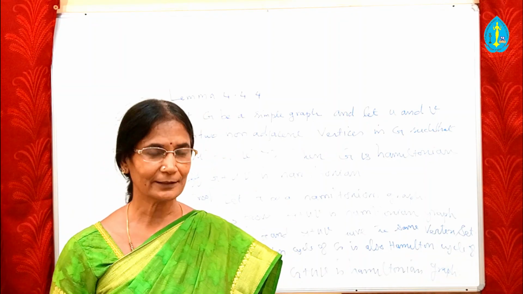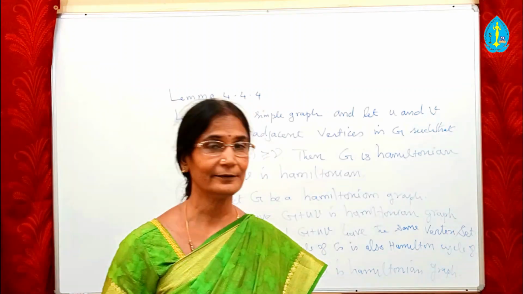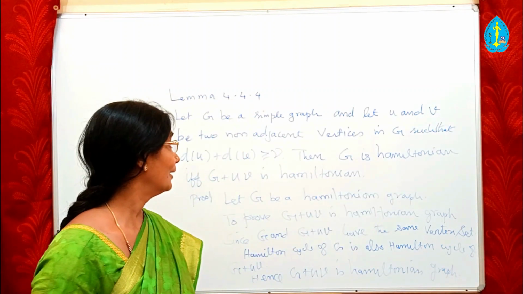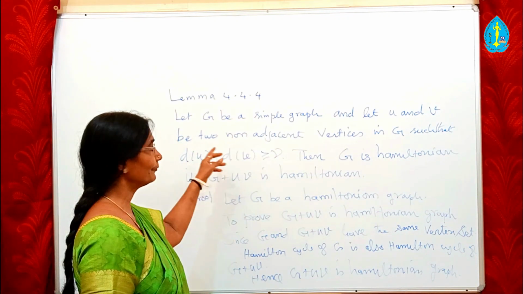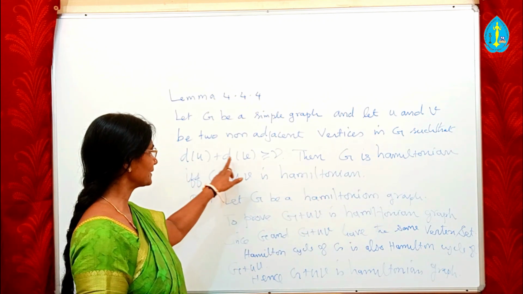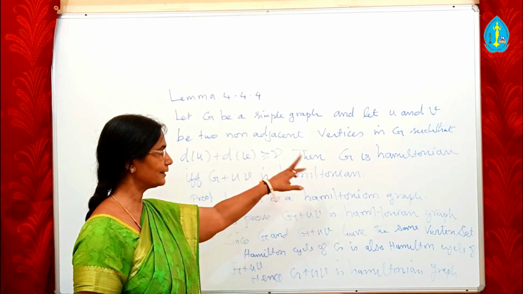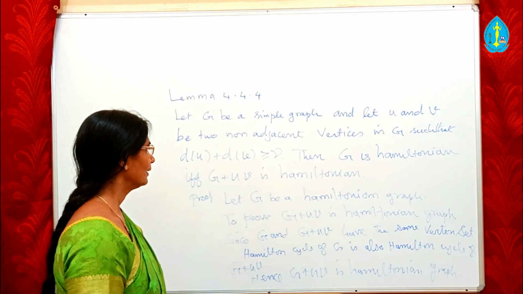Today we are going to see one lemma and some results on Hamiltonian graphs. That is a lemma. Let G be a simple graph, and U and V be any two non-adjacent vertices in G such that d(U) plus d(V) is greater than or equal to gamma. Then G is Hamiltonian if and only if G plus UV is Hamiltonian.